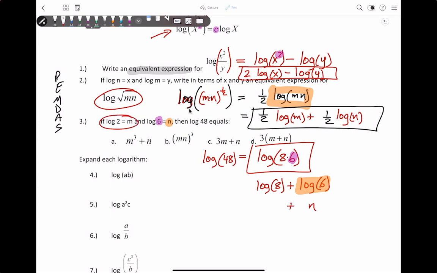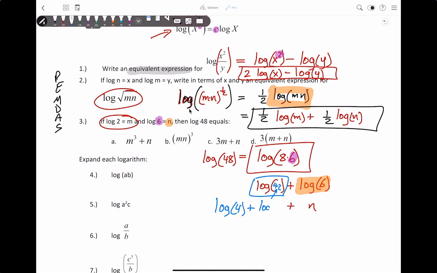Now, I don't have log of 8. I have log of 2. So I can then further expand this one to say like log of 4 times 2. Okay, so let me go ahead and write that here. I'll just change the 8 to 4 times 2, which is going to become log of 4 plus, because there's multiplication happening right there, log of 2.